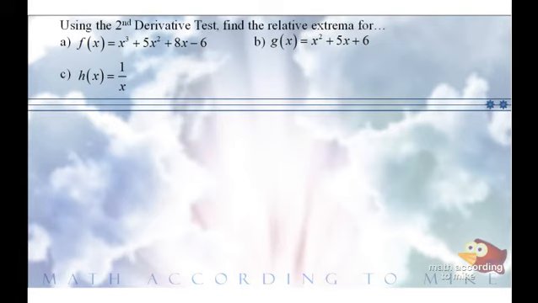Use the second derivative test to find the relative extrema for plot A. Hey, that looks familiar. I hope so.